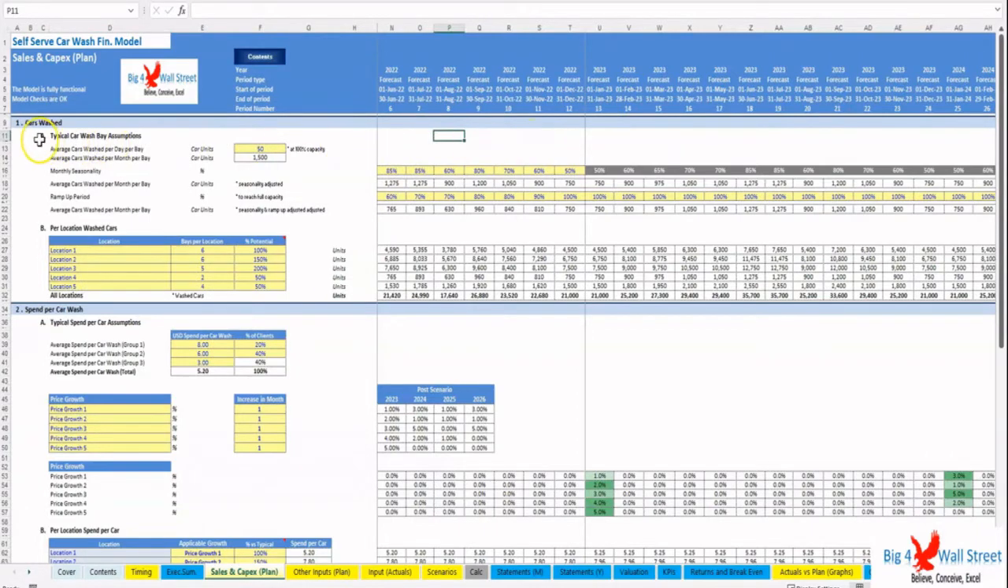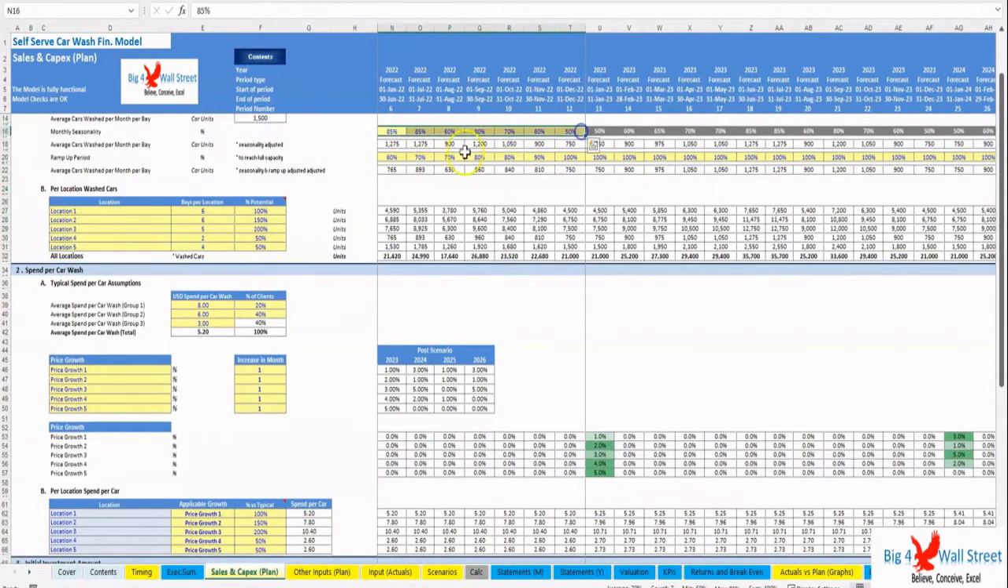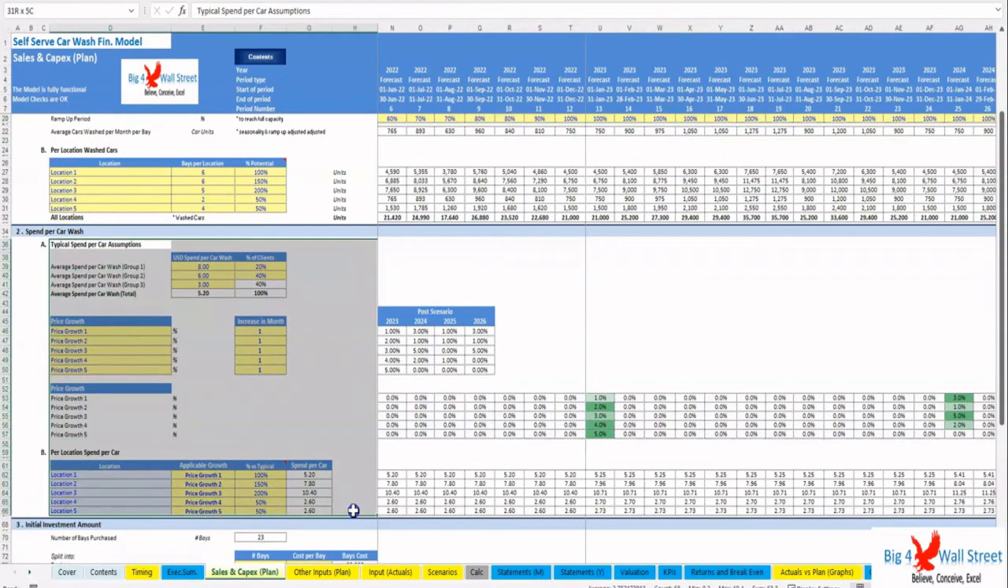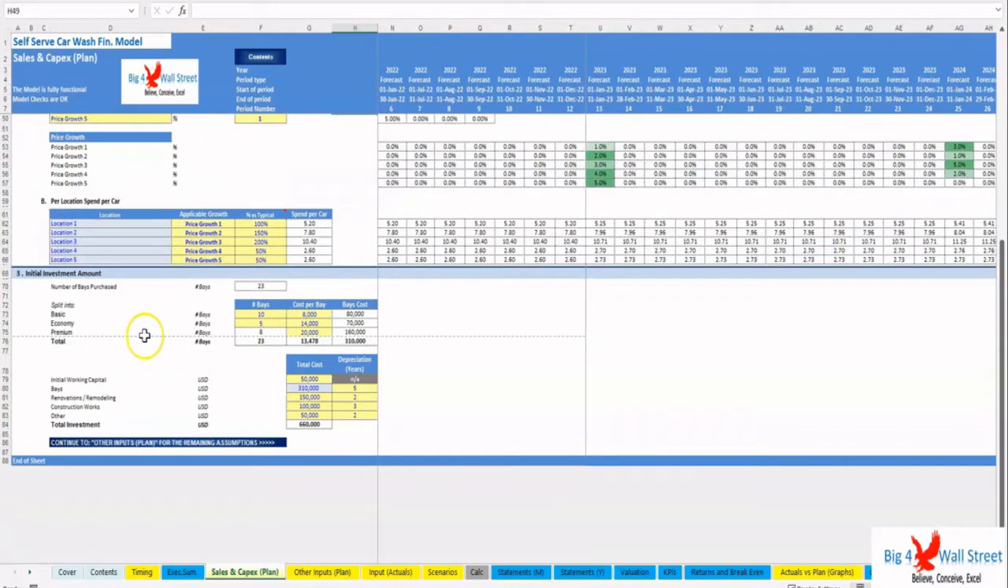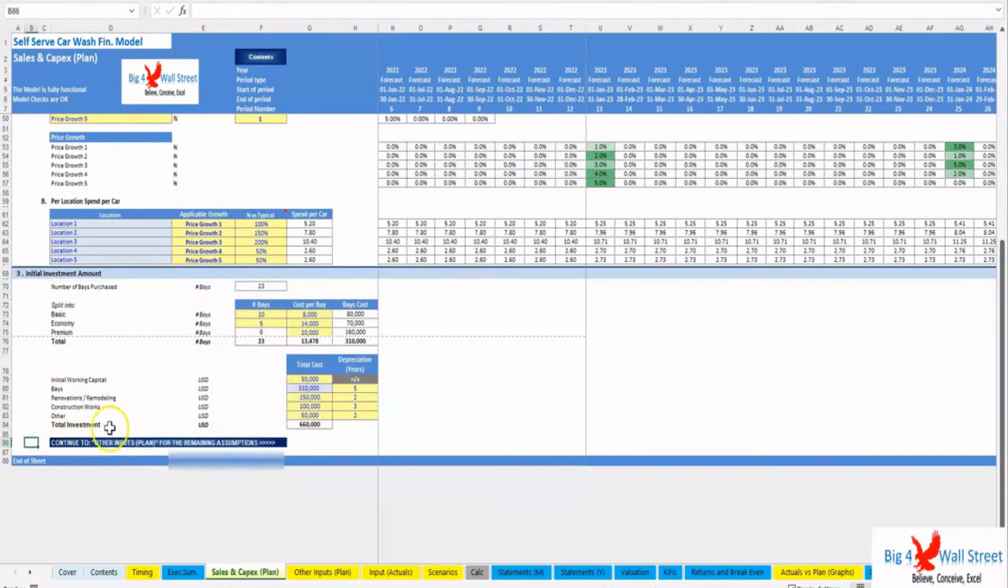In the Sales and Capex plan, the user fills the number of cars washed per day, the monthly seasonality, the ramp-up period, as well as bays per location assumptions. The user then sets the spend per car wash and the relevant price growth. In the same tab the user inputs the investment needs for the car wash bays, the initial working capital, renovations, refurbishments, as well as the depreciation in years of each of these assets.